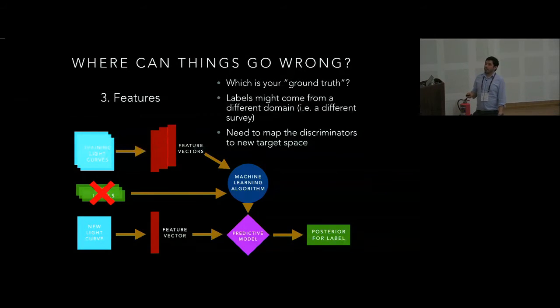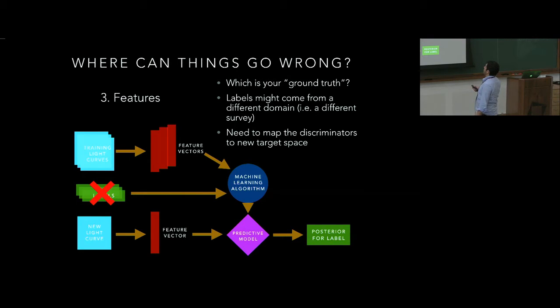The labels, of course, are another issue, and this is related to what I was mentioning before. How do you determine the actual ground truth classes and labels for your different sources? Also, it can happen that you have good labels, but that come from a different survey with different properties of sampling or with different telescopes, and you might want to try to leverage the information that you have from other sources in order to do your classification of your new survey.